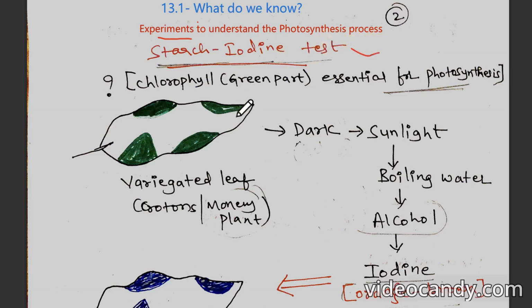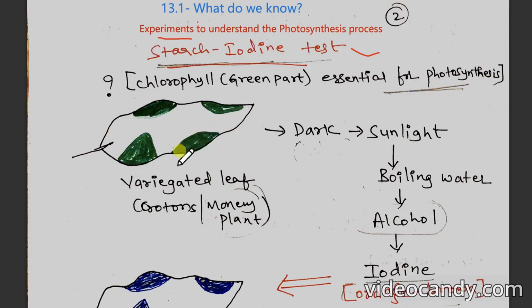This experiment was initially done to verify whether chlorophyll or the green part is essential for photosynthesis or not. But we already know that the green part has the chlorophyll, which absorbs the light energy, and that's where photosynthesis happens. But earlier, in the 17th century, they didn't know anything. So they wanted to check whether chlorophyll, the greener part in the leaf, is really required for photosynthesis.